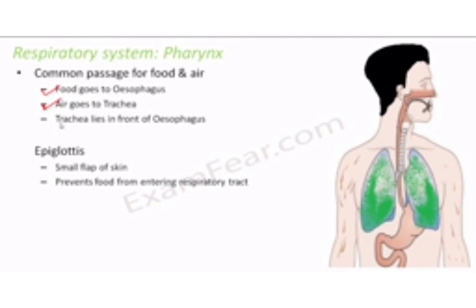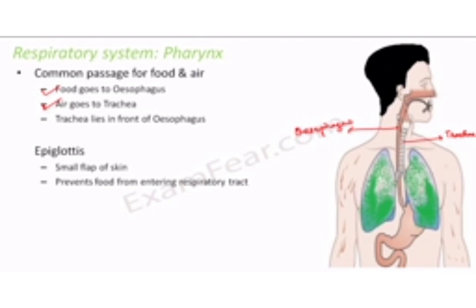Now you must be confused about how the trachea and esophagus are situated. The trachea lies in front of the esophagus. Now if you look at this diagram, this is the trachea, and this red colored pipe is the esophagus. And where do we have the pharynx? This is the pharynx. So this is the point where it segregates into two different pipes, one for food and one for air.